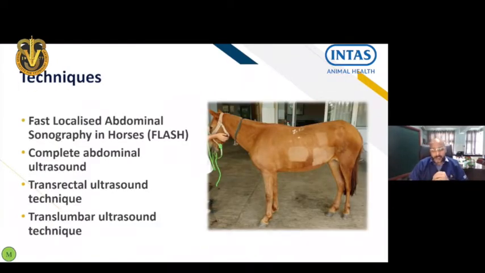Straightaway, I'll jump to the techniques. In horses, the first technique, which is very popular and picking up in Europe and other countries, is FAST, or you can say FLASH, the fast localized abdominal sonography in horses. Then the complete abdominal ultrasound, that means the right and left hemiabdomen. Then you can use a transrectal ultrasound technique, or lastly the translumbar ultrasound technique. So four different techniques are used to do equine abdominal ultrasonography in horses.